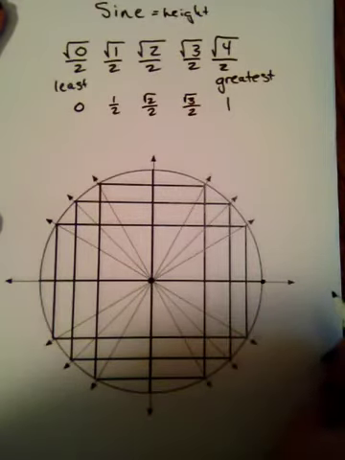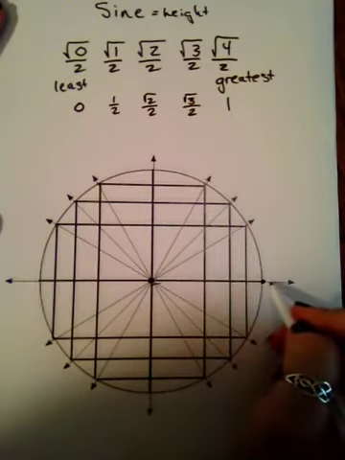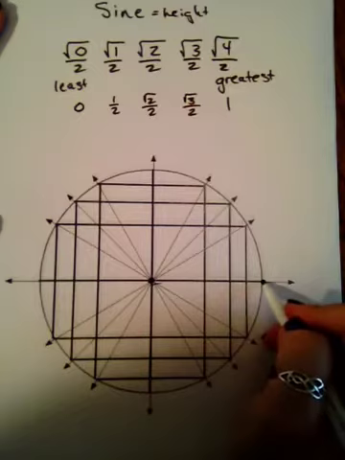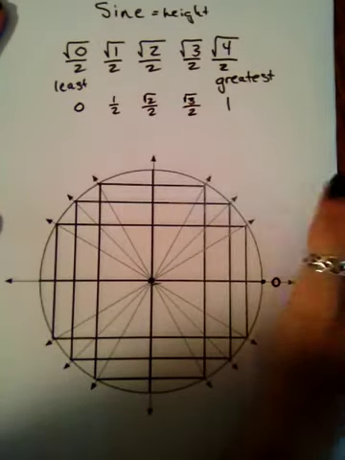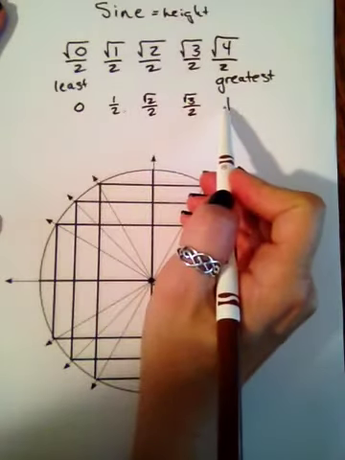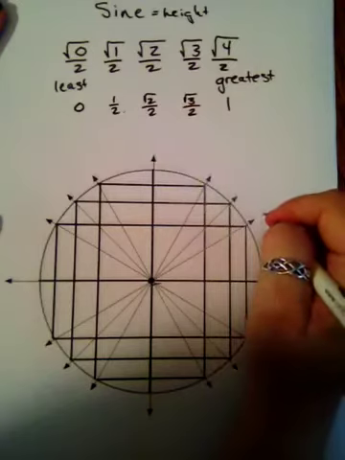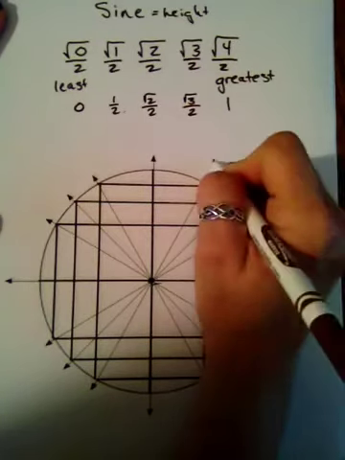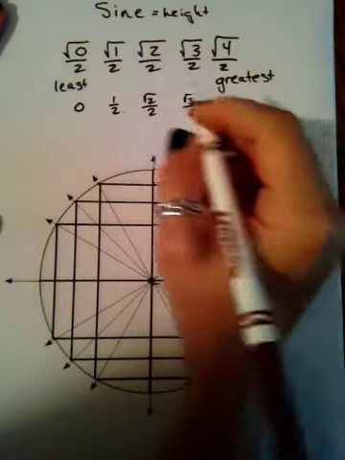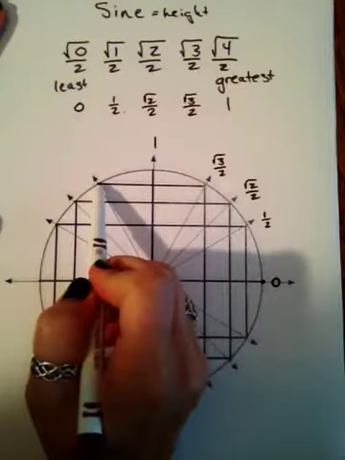The unit circle is called the unit circle because it has a radius of 1. So it's 1 unit. Now the height of this point here is 0. As I go up, I'm going to increase in height until I get to the top, which is again the radius of 1 unit. So 0, 1/2, square root of 2 over 2, square root of 3 over 2, and then 1.